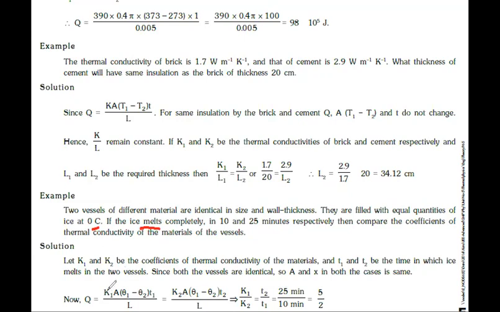Now when you talk about Q, it is K1 A (theta 1 minus theta 2) T1 by L. This should be equal to K2 A (theta 1 minus theta 2) T2 by L. In this case, length and area are equal, but the time taken is different. So K1 by K2 is T2 by T1, as simple as that. So the answer is 5 by 2. Was this question easy?